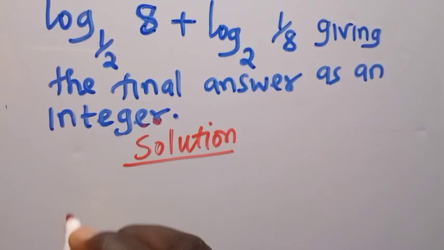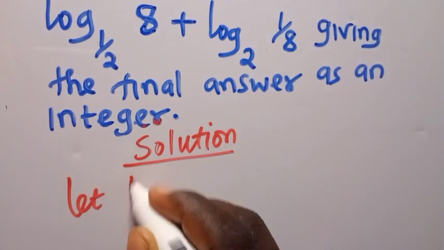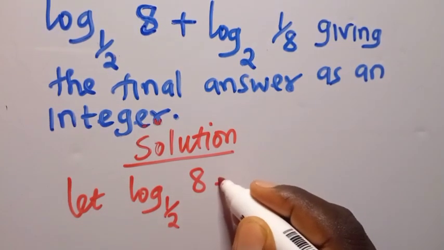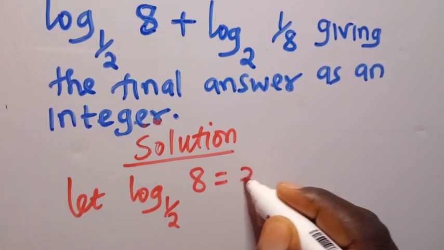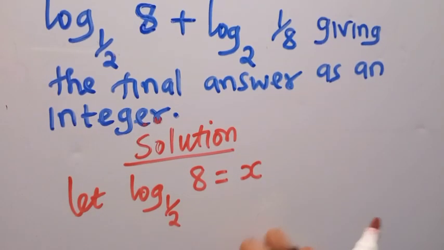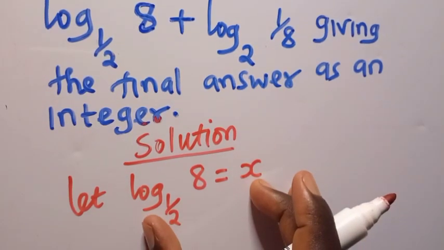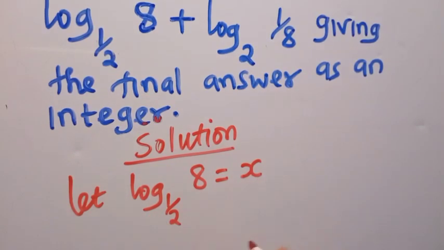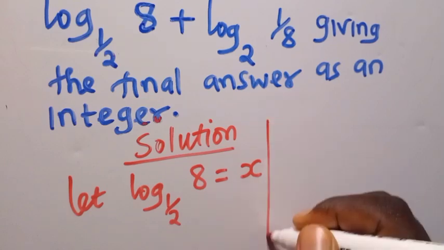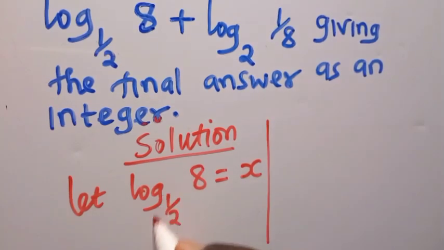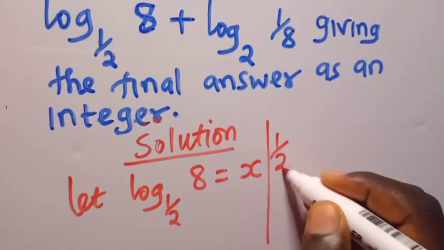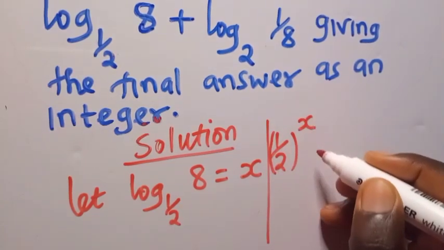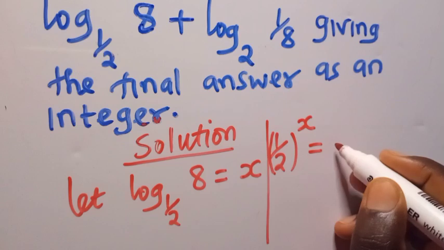We can say let the logarithm of 8 to base a half be any unknown, let's say x. Now, this one is in logarithmic notation. If I write it in index notation, then it will be the base, which is a half, raised to x equals 8.